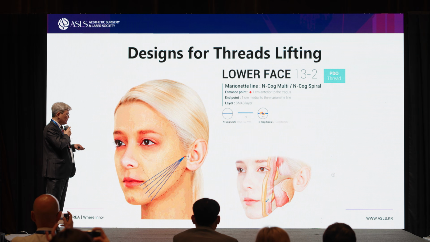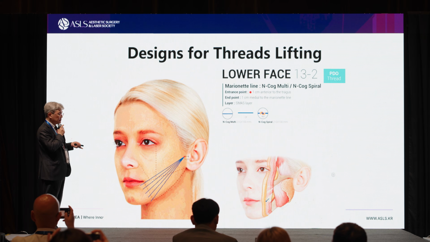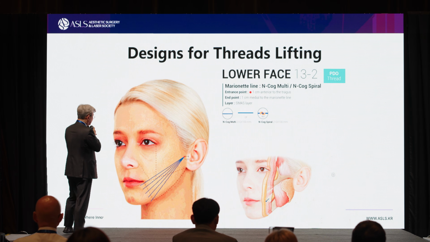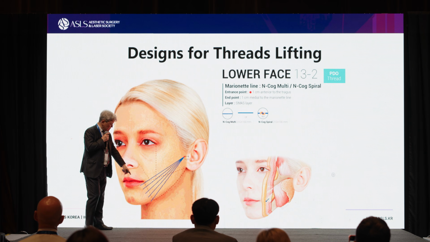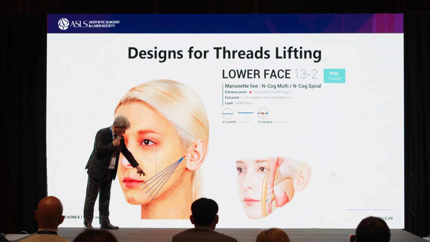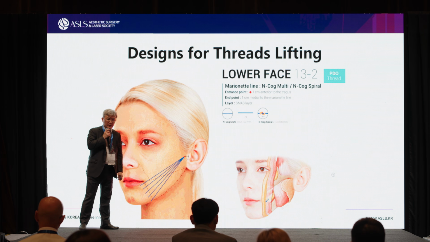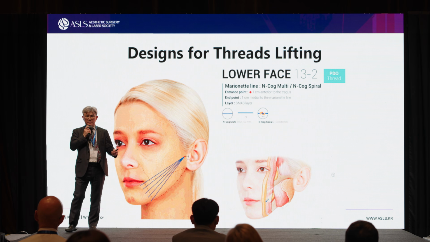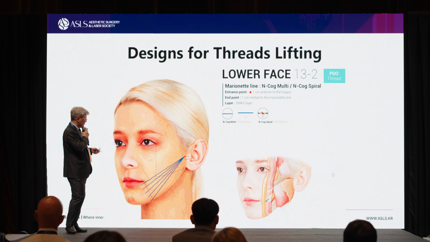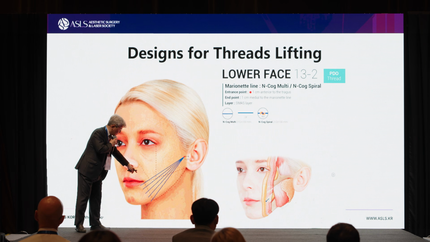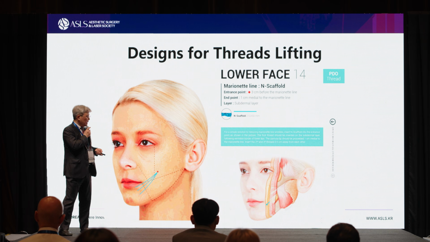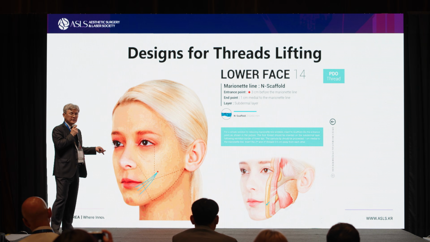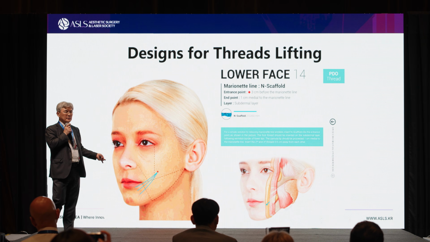This is for the marionette line. I usually use multiple bidirectional cog threads. This thread has to pass the marionette line for the same reason. And the first thread has to pass the lower vermilion border. And this is a simple technique for the nasolabial fold.